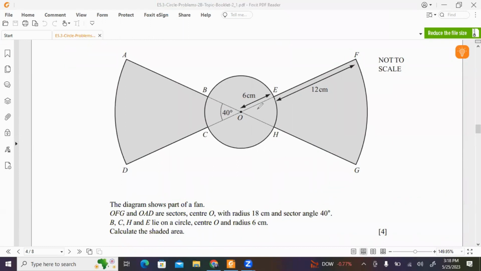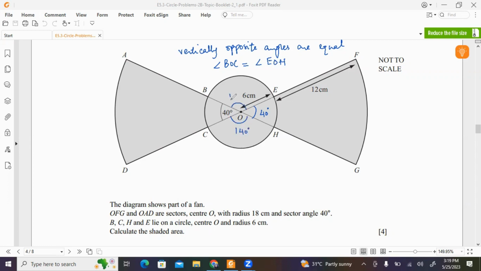So if this is 40, this will also be 40. Why? Because vertically opposite angles are equal. Hence, angle BOC is the same as EOH. And since this is 40, we know that these two angles are supplementary. So this will be 140 and this will also be 140.